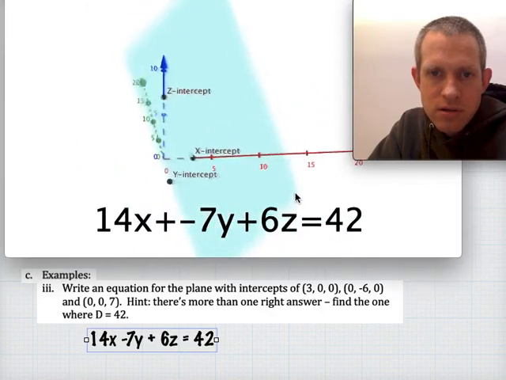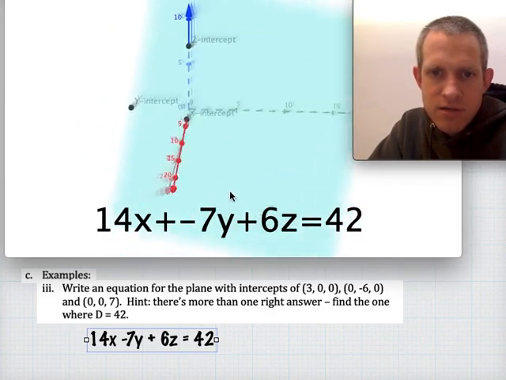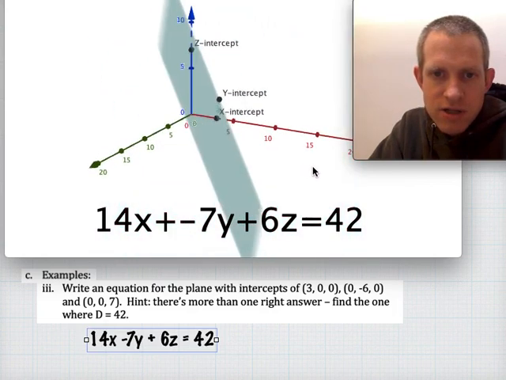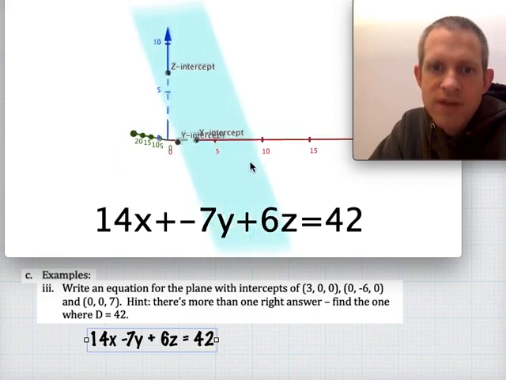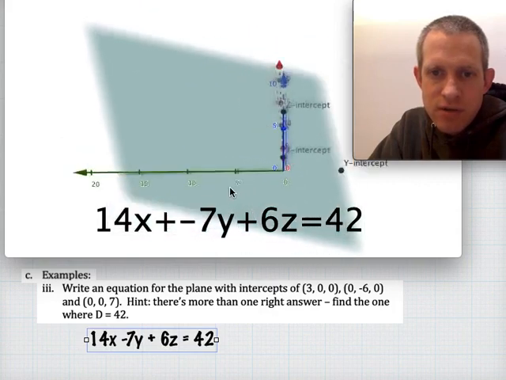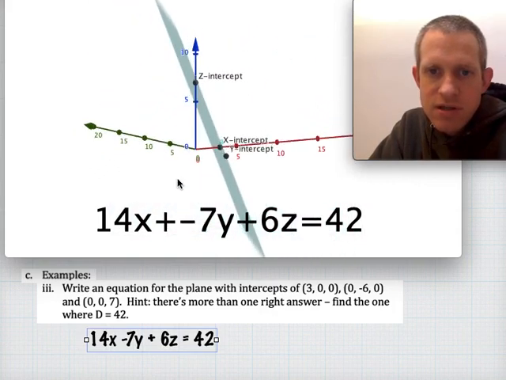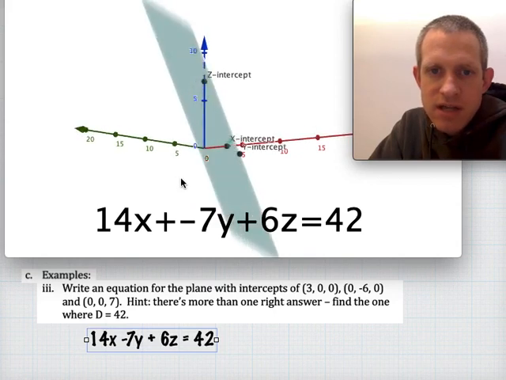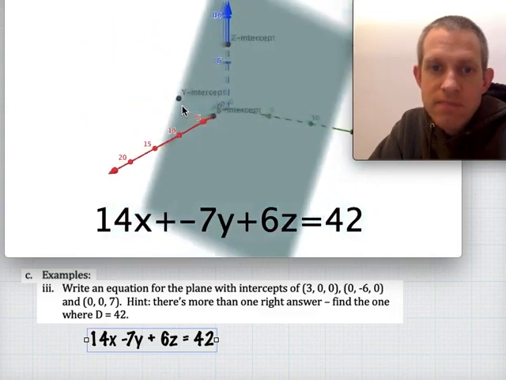And so it's a little hard to see here, but if we zoom in on just that, the x-intercept looks like it's at 3, about halfway to 5 there. The y-intercept is definitely backwards on the y-axis, the green axis there. And I think it's not too hard to think that that's that far out. And the z-intercept here definitely looks like it's at a 7. And so I think we got it.